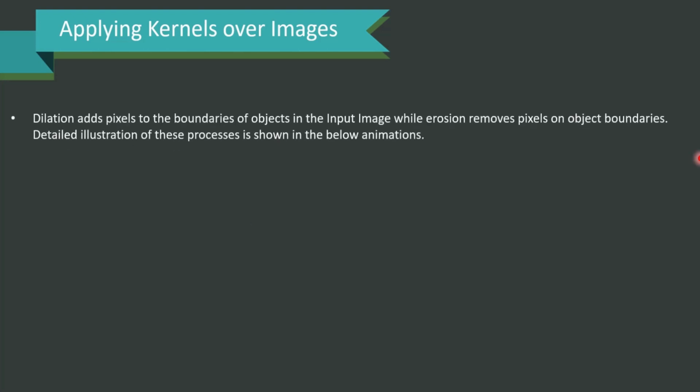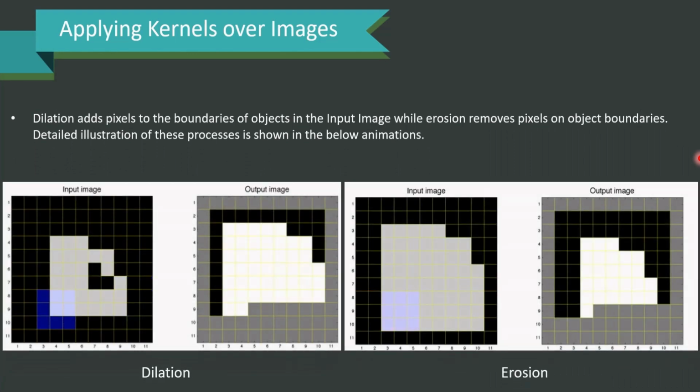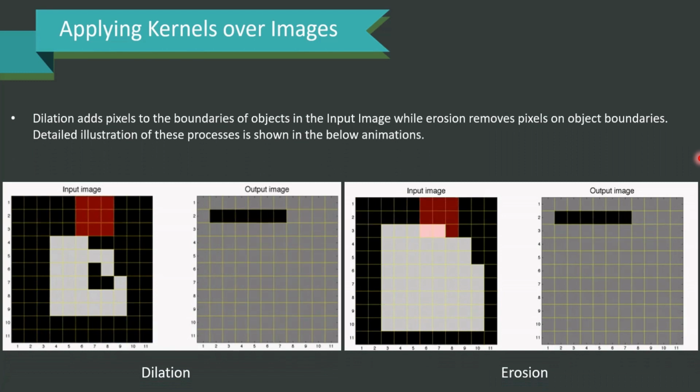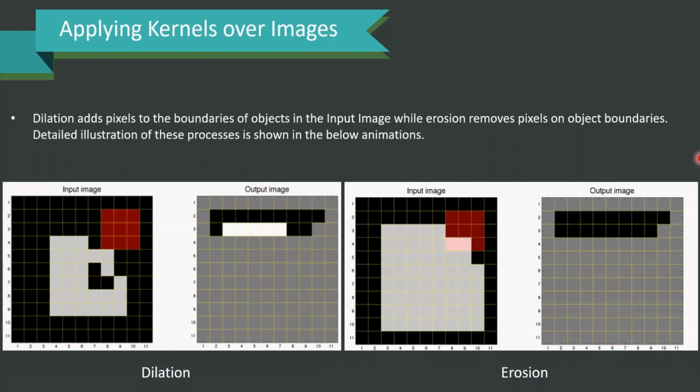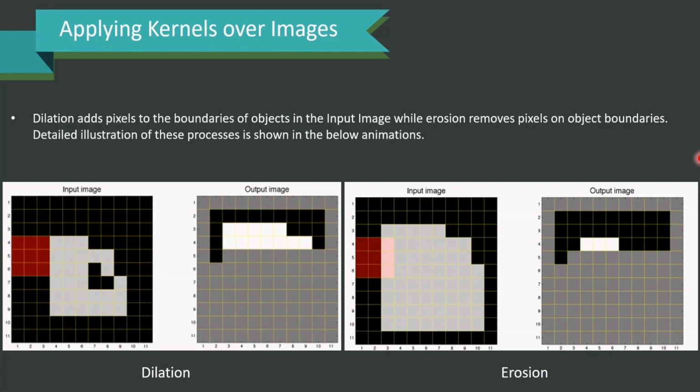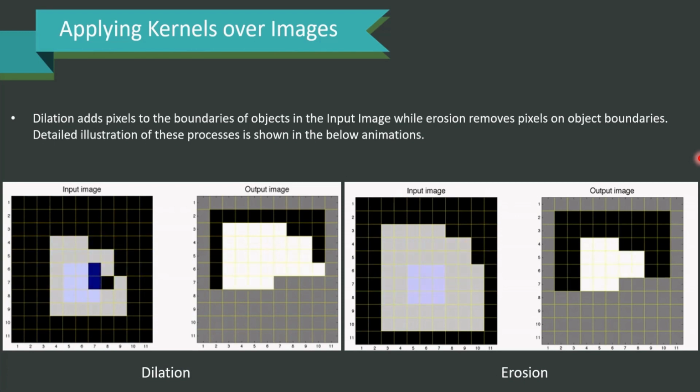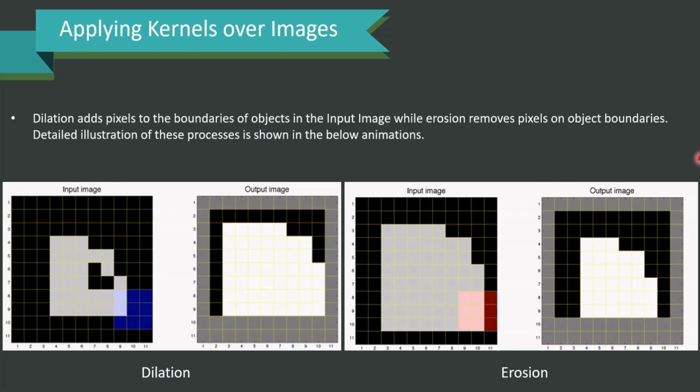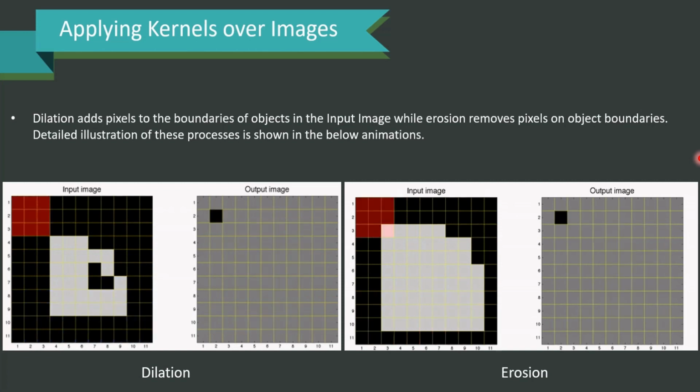Applying kernels over the image. Dilation adds pixels to the boundaries of the objects in the input image, while erosion removes pixels on the object boundaries. A detailed illustration of the processes is shown in the below animation. Dilation is all about adding pixels on the boundaries of the objects, while erosion removes the pixels on the object boundaries. The same is presented in terms of animation for your quicker reference. The left hand side presents the dilation, while the right hand side presents the erosion.